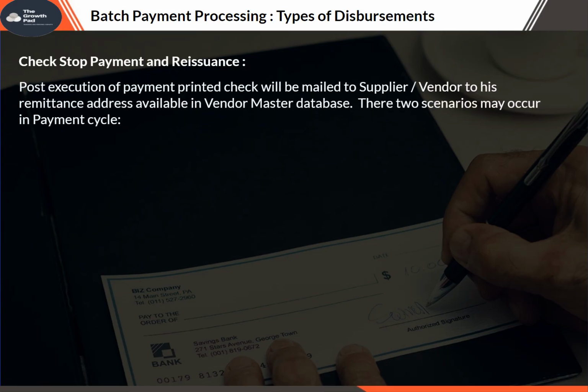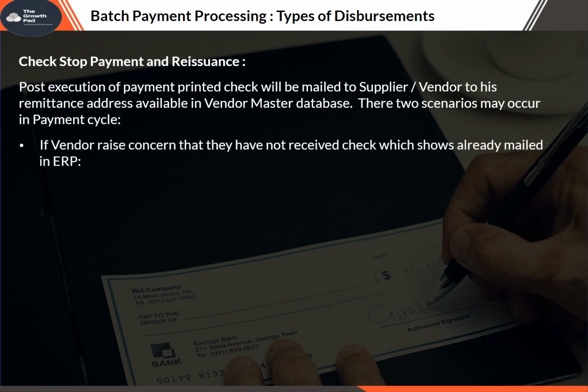Post-execution of payment, the printed check will be mailed to the supplier or vendor at his remittance address available in the vendor master database. Two scenarios may occur in the payments cycle. If a vendor raises a concern that they have not received the check, which shows as already mailed in ERP.